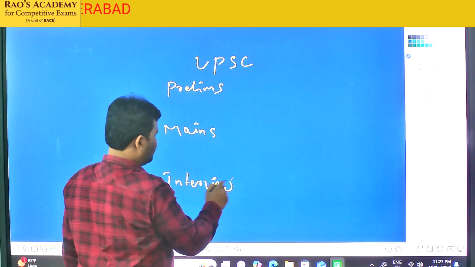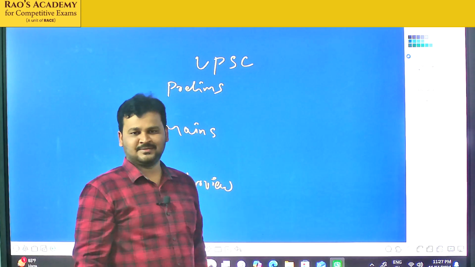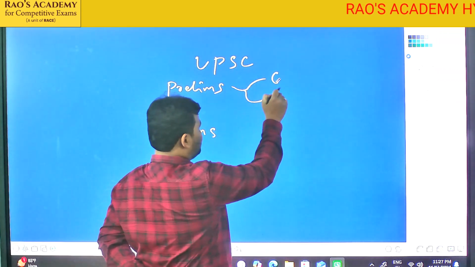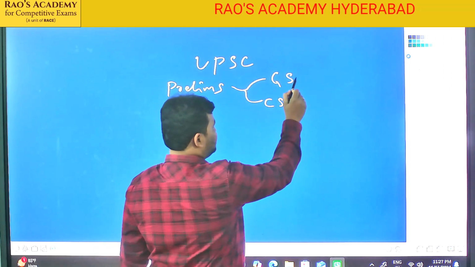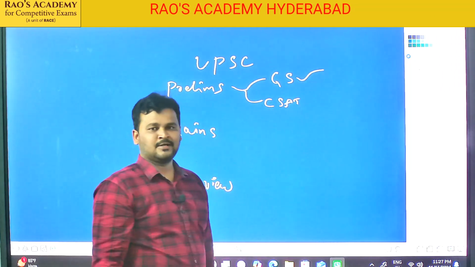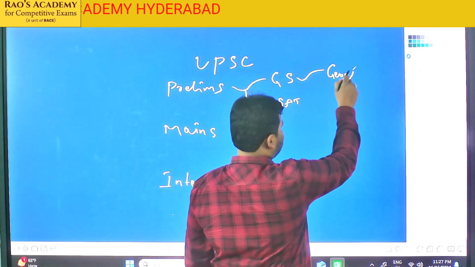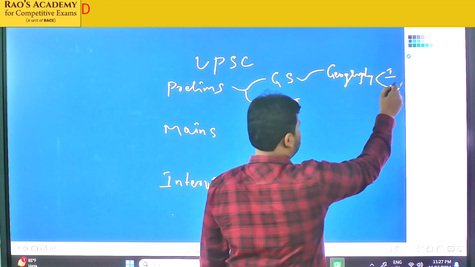So, why do we need to read geography for this examination? Because in prelims there are two papers: one is General Studies and the second one is the CSAT paper. In General Studies, there is a subject called geography. In that geography, you have to read Indian geography as well as world geography.